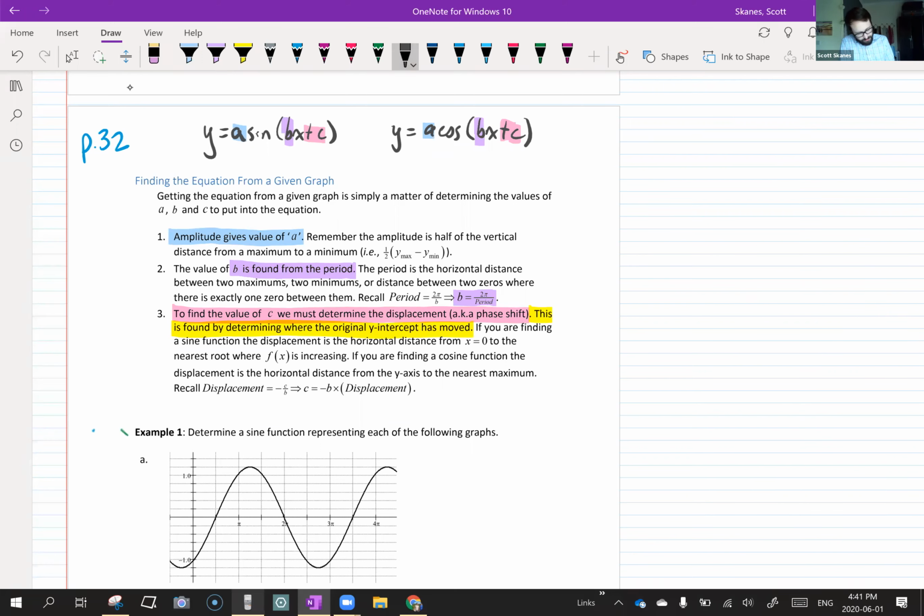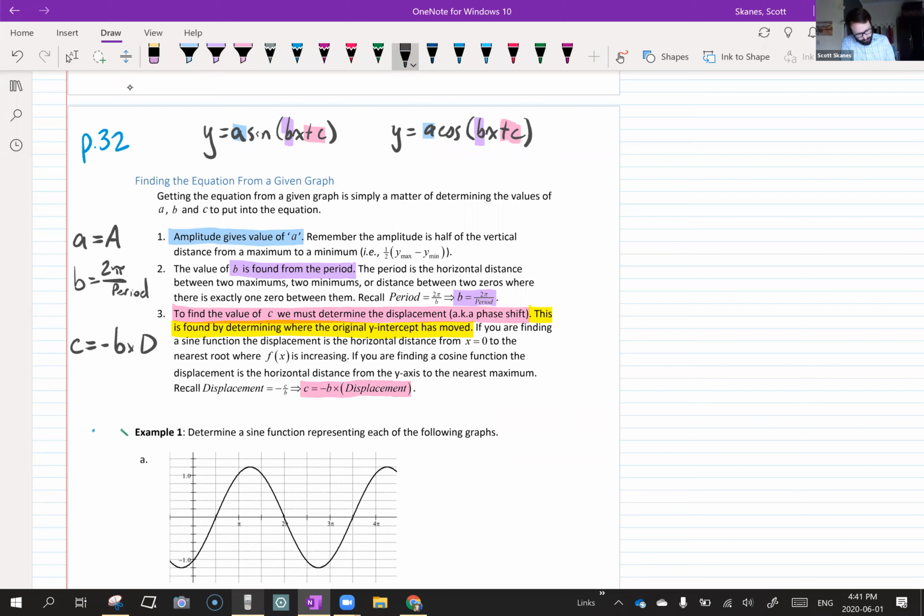Let me just make a quick summary. A is just that, big A. B is 2 pi divided by the period. And C is negative B times the displacement D. Okay? That actually says that there, but it's a little bit hidden. It is hidden down there, but I wanted to make it clear. So let me be crystal clear.